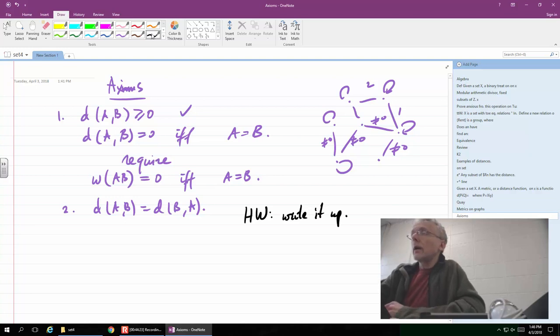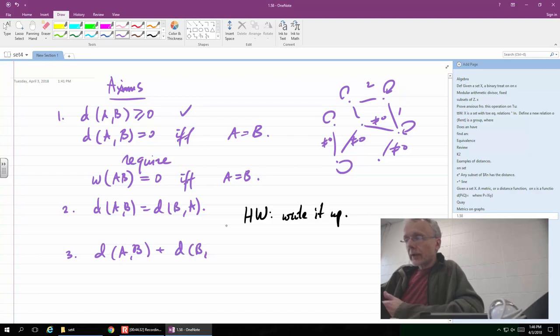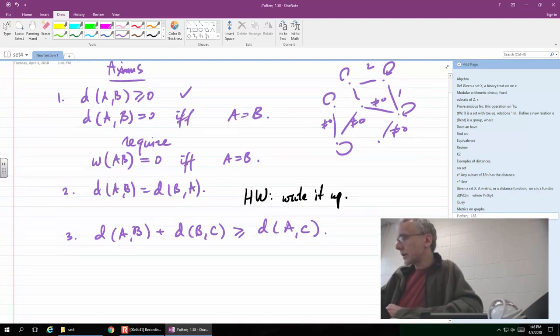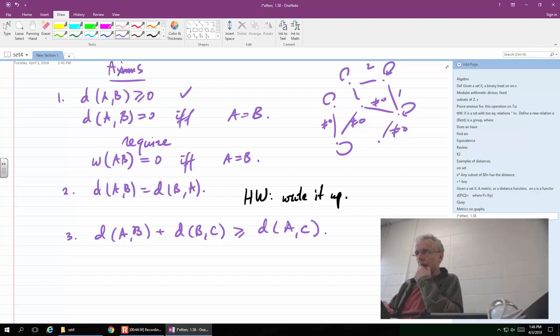Okay, the more challenging one is, in fact, the third one, also kind of obvious. Just looking at the picture, a lot of things are obvious or seem obvious, but writing them up is a challenge. It's a skill, converting those ideas, visual ideas especially, into mathematics. Okay, so that's my third axiom, the triangle inequality.